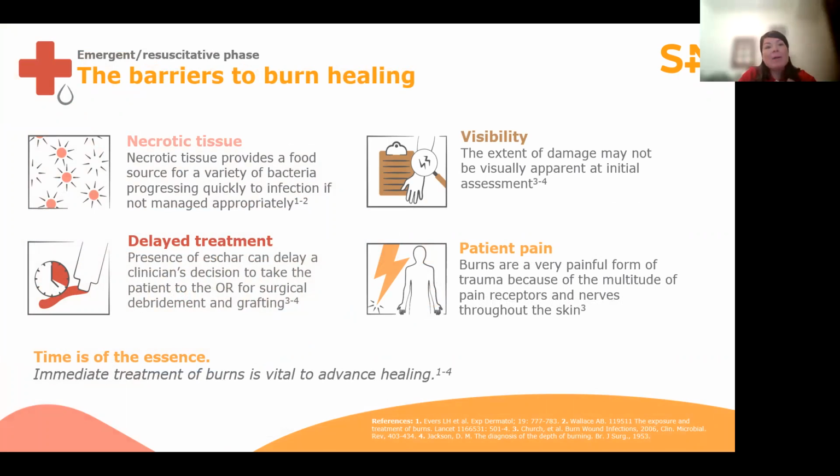So now we're going to transition to talking about some of the barriers to burn healing. Of course, the first is to stabilize and assess the patient during that emergent and resuscitative phase. However, some of the priorities that continue as your interventions include pain management, minimization of the risk of infection, and continued removal of burn and wound debris and any non-viable or dead tissue in an effort to minimize inflammation and to support healing.